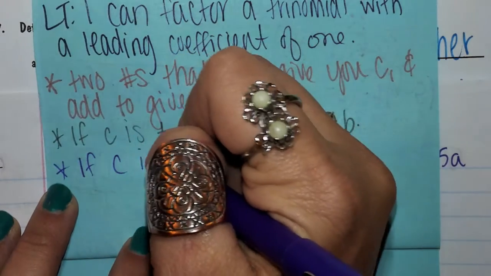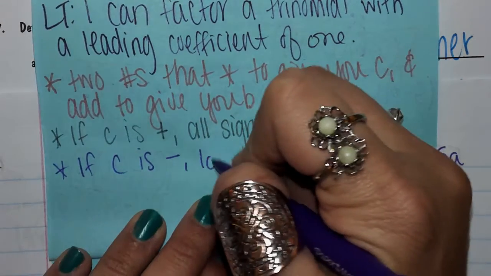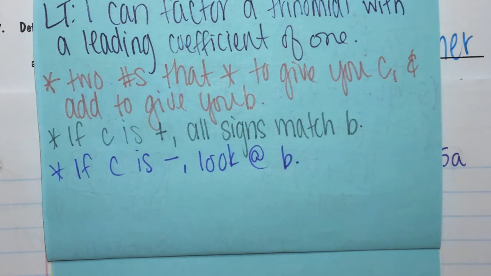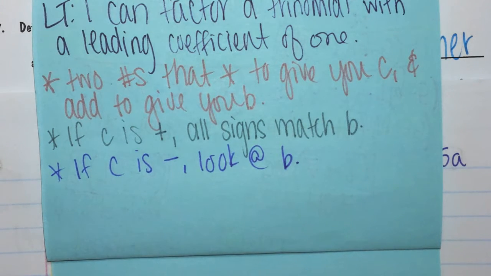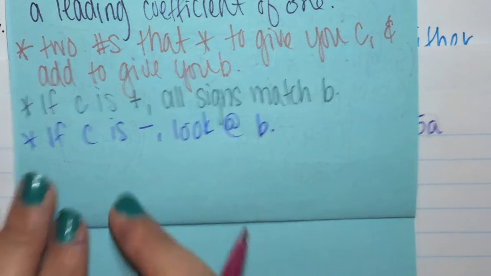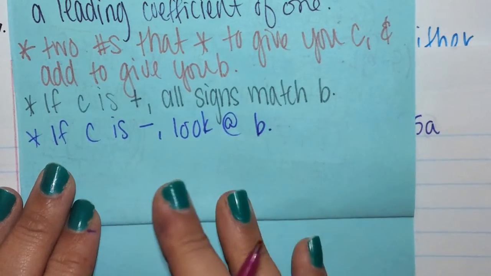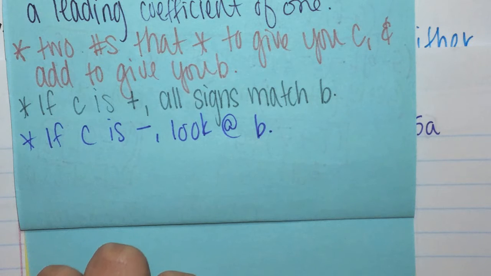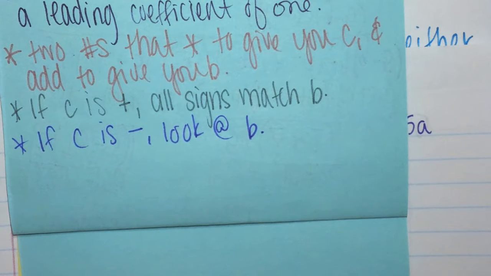Alright, if C is negative, what do we do? All signs look at B. Take a point, Andrew. Alright, so what do we do with B? You do basically follow all the same steps, but then the highest number is the sign of B. If C is negative, the highest number will match B.